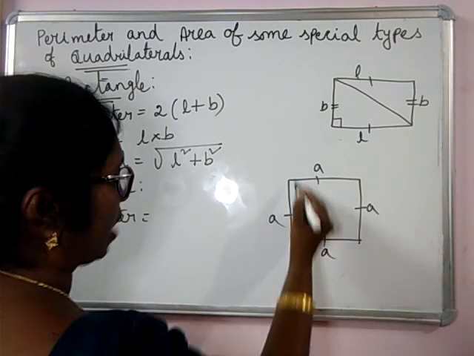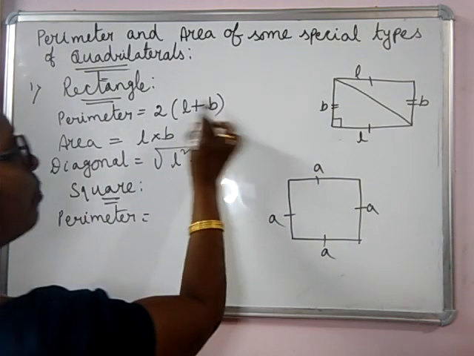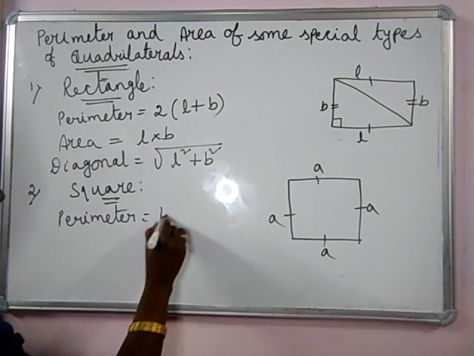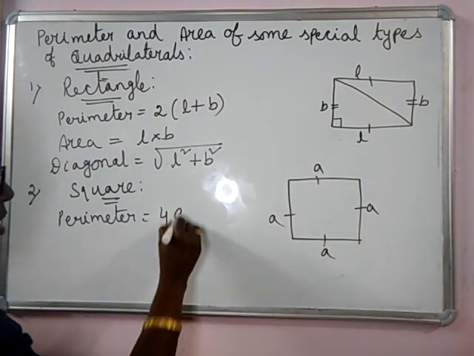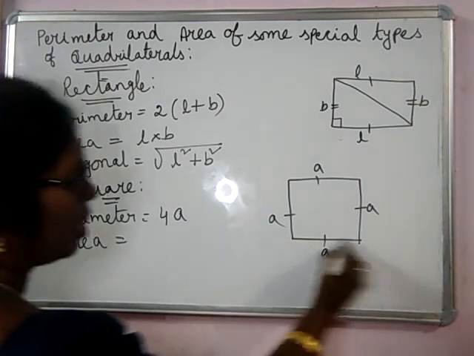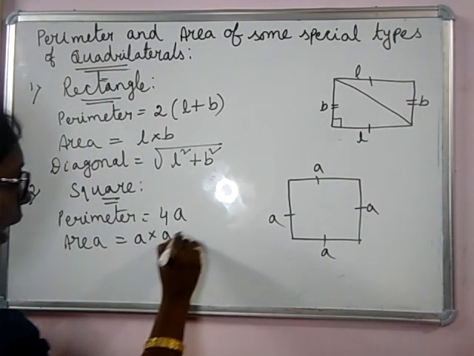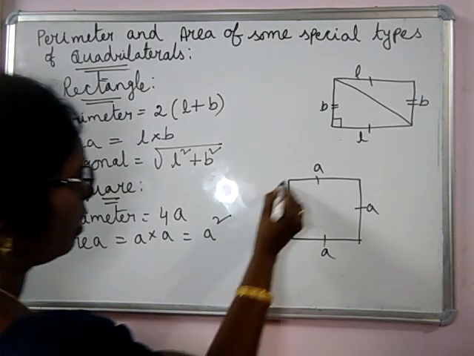Perimeter of a square means sum of all the sides. a plus a plus a plus a. Here L is a, B is a. a plus a, 2a into 2, 4a. Or if you add up all this, you will get 4a. And the area of a square is L into B. Here L is a, B is a. a into a, that gives you a square.